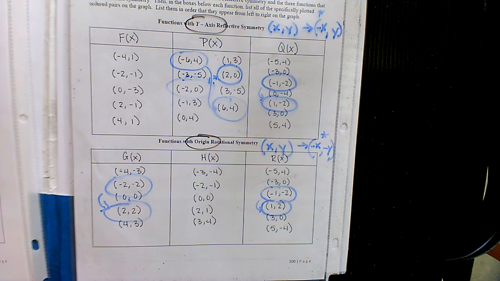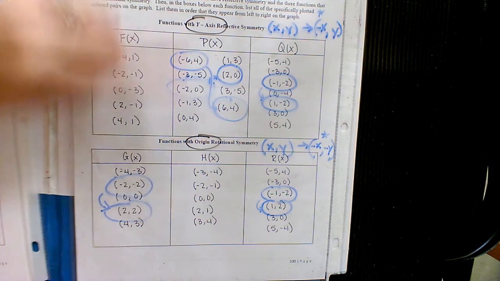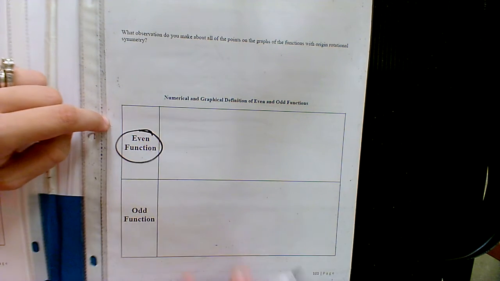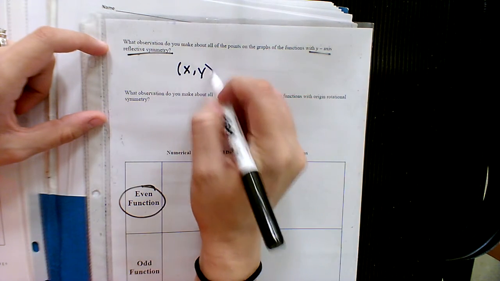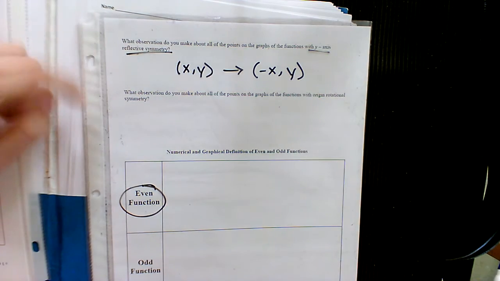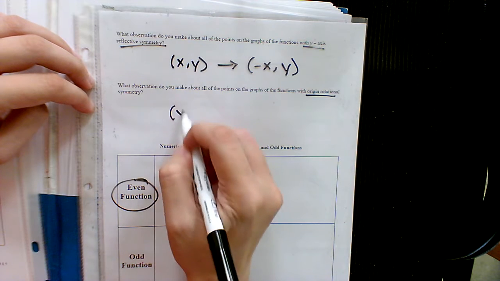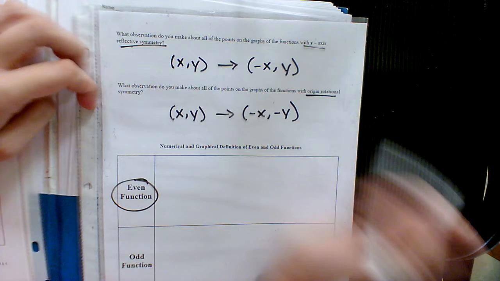Now, since, as I mentioned before, these are the two more common types of symmetry, these are a little bit more special. We have certain vocabulary terms that we use to mean y-axis symmetry or origin symmetry, and those terms are on the next page. So, even function, actually we'll get there in a moment. Let's write this down. For y-axis symmetry, we said if we had the point x comma y, the related point would be -x comma y. And for origin symmetry, if we picked a point x comma y, the related point would be -x, -y.